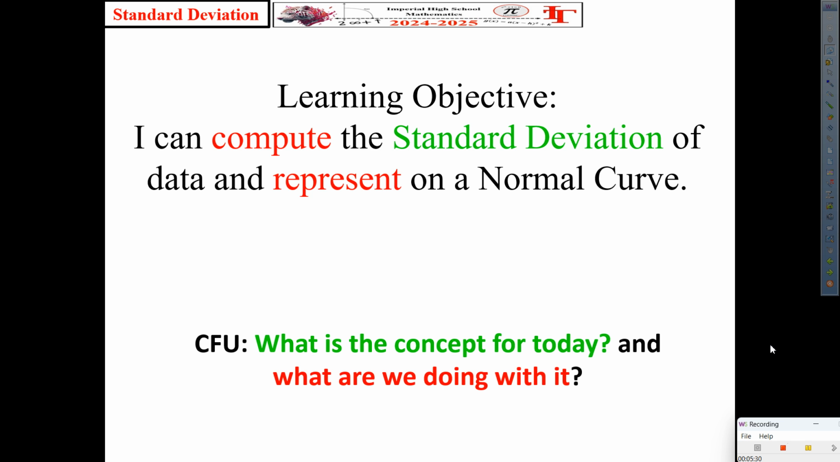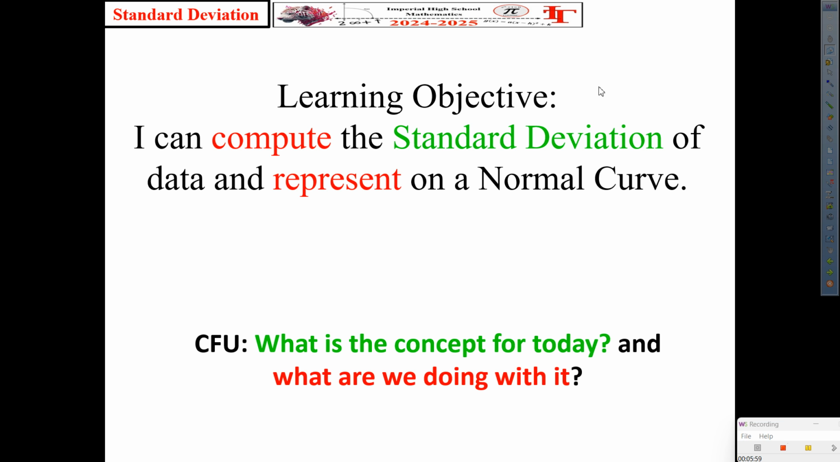So our objective for today: I can compute the standard deviation of the data and represent it on a normal curve. That's the next part that we're going to introduce today. We're still on standard deviation, and we are going to continue computing that, and now we're going to be representing it on a graph known as the normal curve. Let me send that objective to you. It's on your screen.